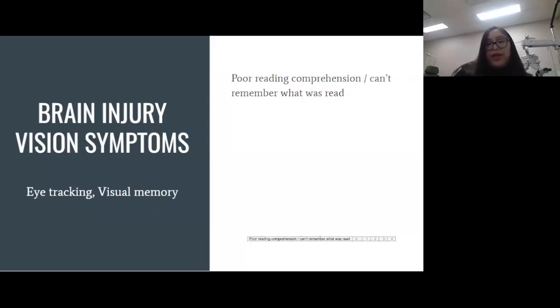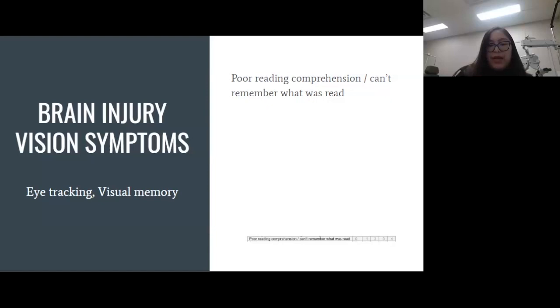Now, if you find that your reading comprehension is poor or you can't remember what you're reading quite as much, it may be due to two things: eye tracking and visual memory. Eye tracking is how your eyes are moving back and forth to read a sentence. So if you find that you're reading a sentence over and over again and you're not understanding it, it may be that your eyes are jumping around, you're rereading things, you're going backwards, you're going forward. They're not going as linear as they used to.